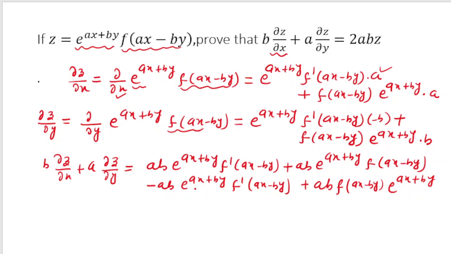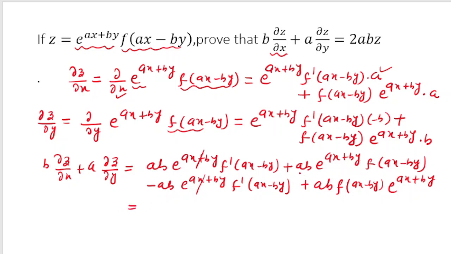So now can we cancel some of the terms? We have minus ab e to the power ax plus by f dash ax minus by, and plus ab. So this term here and this term, no, this is f dash, not this term. F dash term here and f dash term here. So these two terms actually will cancel. So these two terms here are cancelled.